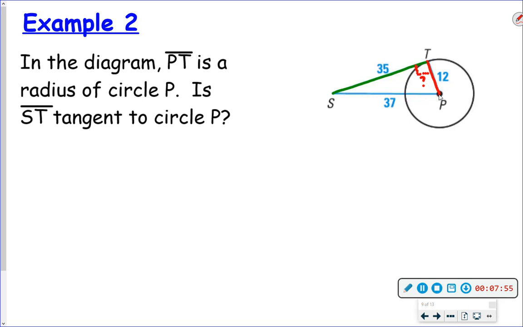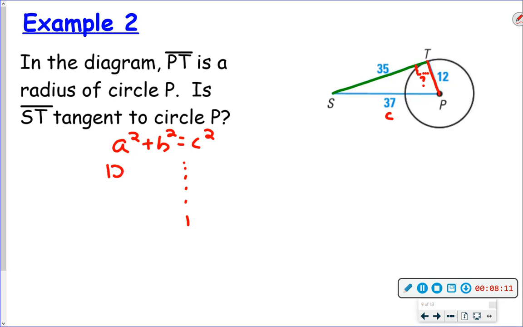Now we are back to the good old Pythagorean theorem from the last chapter. We all know the Pythagorean theorem. So we're going to test it. Our biggest side, of course, our hypotenuse, is 37, so that's going to be our c. Now, I'm going to separate it because I don't know if they're equal. I'm testing it.